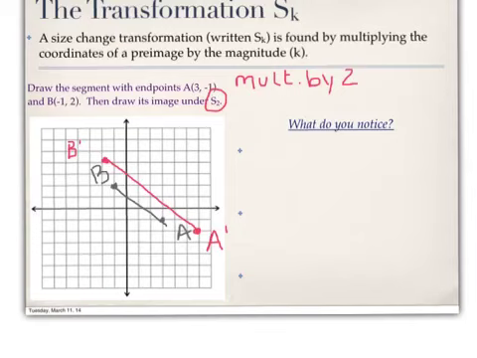So that red segment is what I would call the image under a size change with magnitude 2. Okay? So what do you notice? What do you see here? Bigger. Okay, the segments are parallel. Looks like it makes a trapezoid. Okay, that's true. Because if the segments are parallel, you would have one pair of parallel sides.